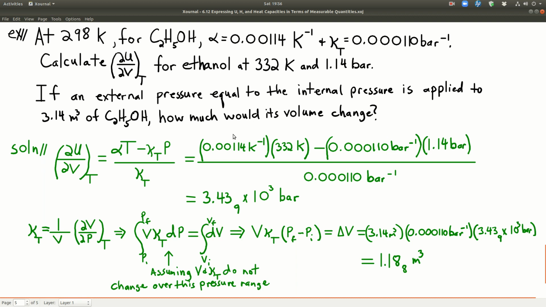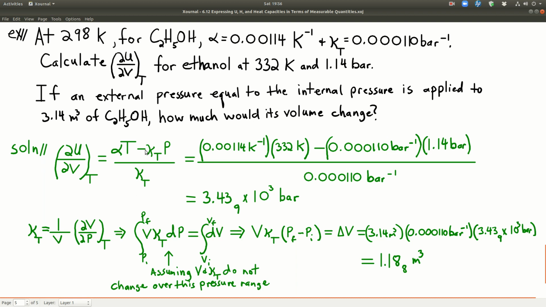So let's do that. First of all, finding the internal pressure, partial U partial V at constant T, this expression we just derived, plugging in the numbers we got: alpha, temperature is 332, kappa T, pressure, and kappa T. Again, please check my math, but I got like 3.44 times 10 to the third bar, 3,440 bar.